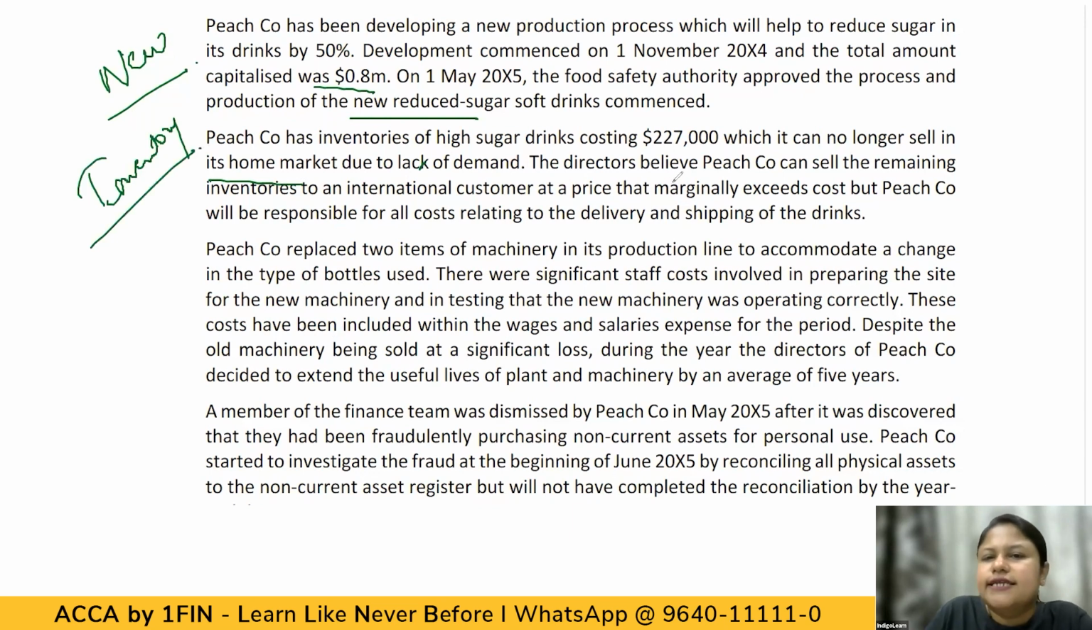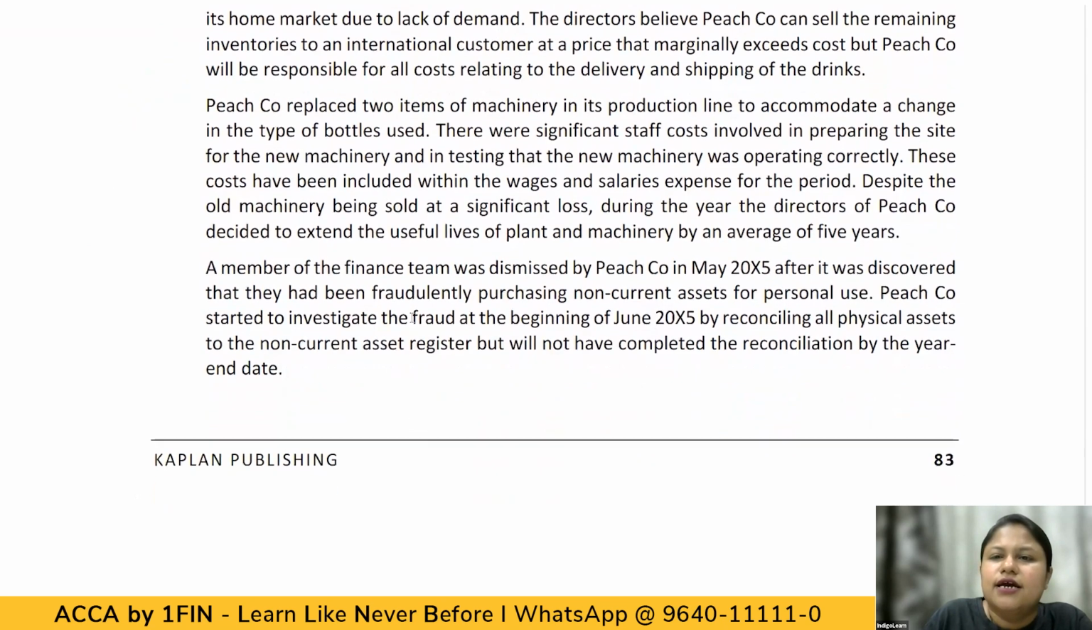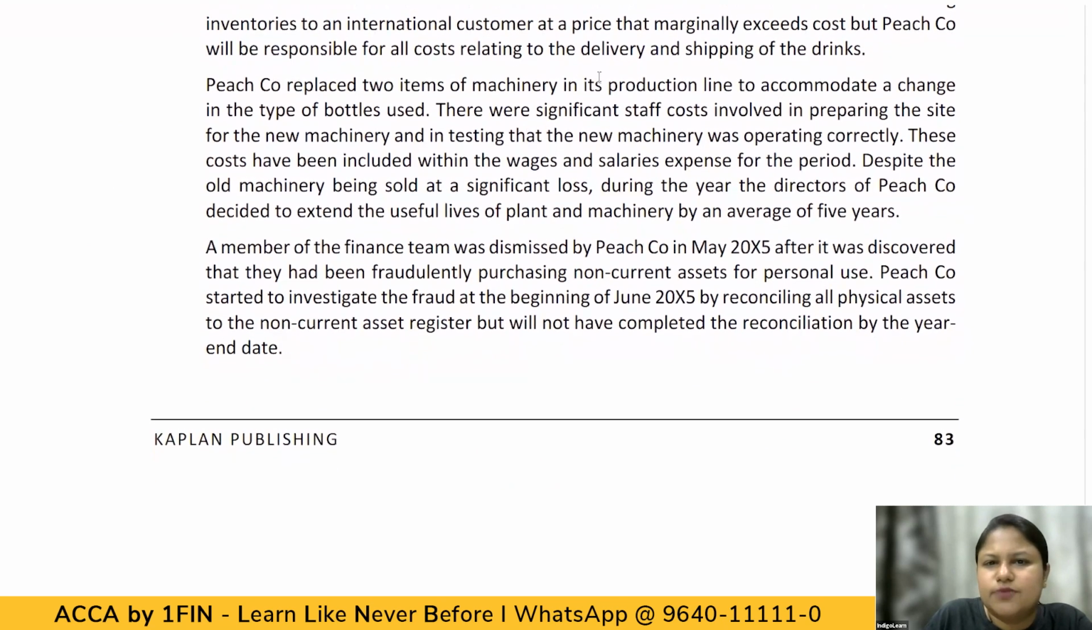Okay. The director believes Peach Company can sell the remaining inventory to an international customer at a price that marginally exceeds the cost, but Peach Company will be responsible for all the costs relating to delivery and shipping. Okay, so though you're able to sell at a price crossing the cost, even then other expenses you have to incur. So you have to understand what is going to be the NRV. For the valuation, you have to value at cost or NRV, whichever is lower. So all this information will be important for you to understand the NRV.